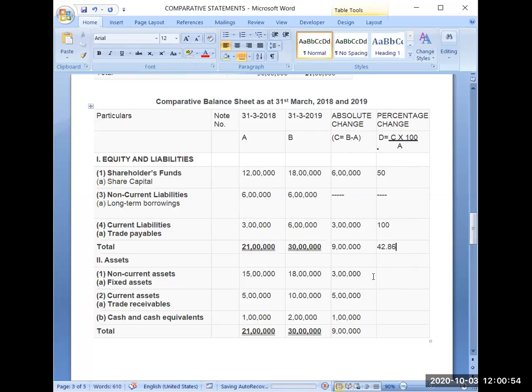Now see the next part. This 3 lakh divided by 15 lakh multiplied by 100, so it will be 20%. Because if you multiply by 20, you will get 3. One fifth of 15 lakh will be 3 lakh, and one fifth is 20%. Then 5 lakh upon 5 lakh, again it will be 100%. Then 1 lakh upon 1 lakh, it will also be 100%.